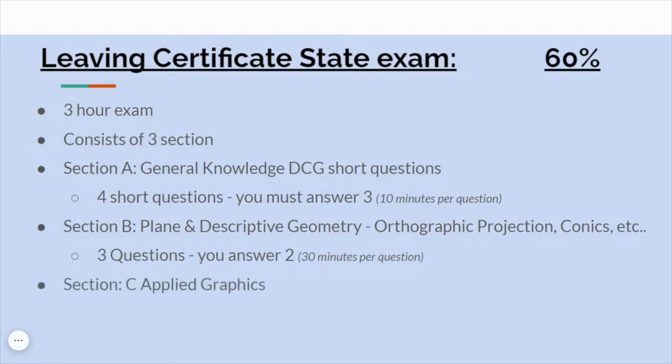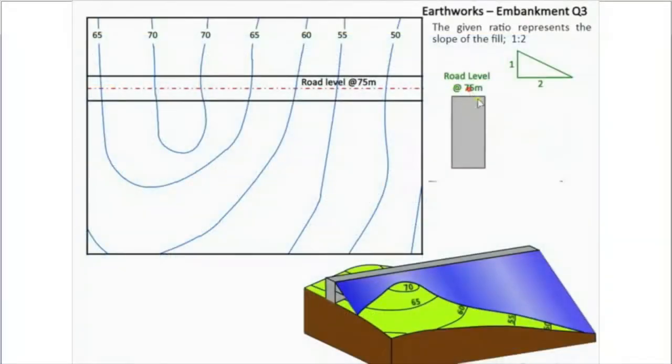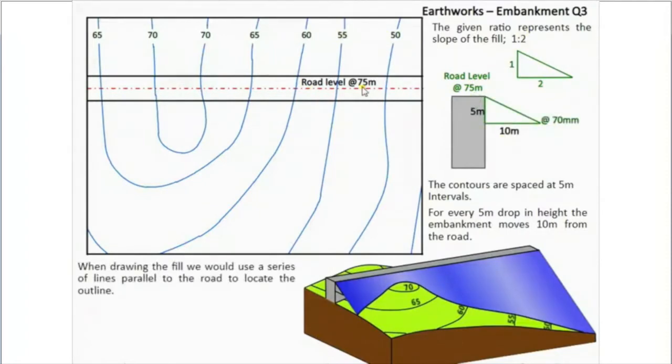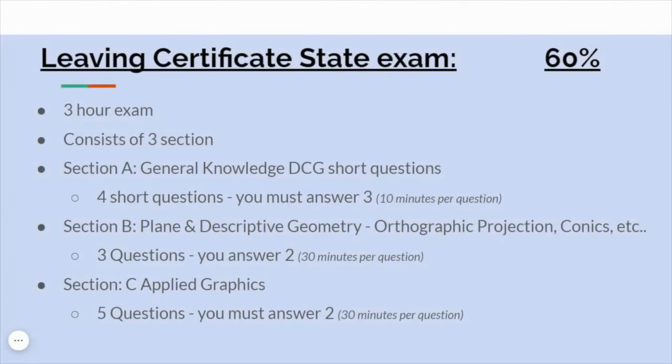Section C then is applying all that knowledge from plane and descriptive geometry to everyday examples such as roof geometry, such as mining geometry, such as building roads and bridges for civil engineers. Again, there's a huge choice here. You must answer 2 out of the 5 questions. So the big advantage again with this exam is the huge amount of choice that you are allowed.